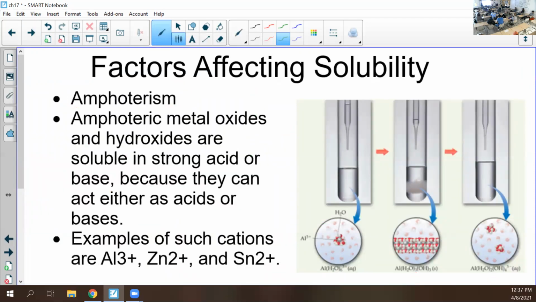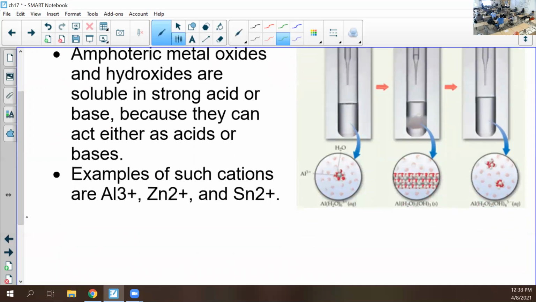All right, amphoterism. It's not something we talk too much about, but amphoteric metal oxides and hydroxides are soluble in strong acid or base because they can act either as acids or bases. So it can go either way, accept or donate, but as far as solubility, we don't worry too much about this. But examples of such cations are Al3+, Zn2+, and Sn2+.